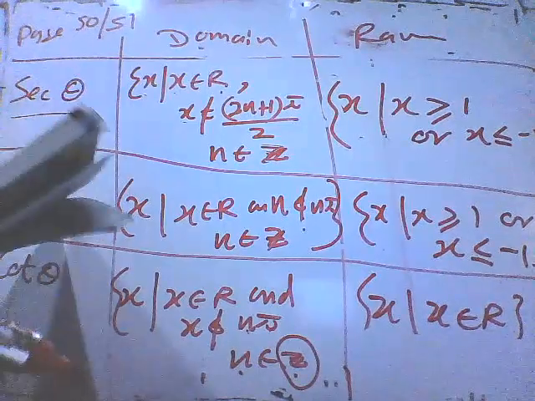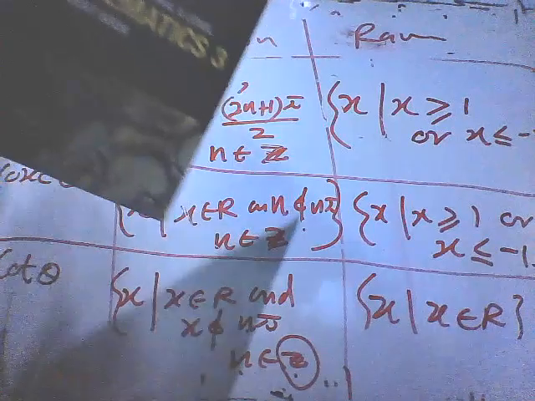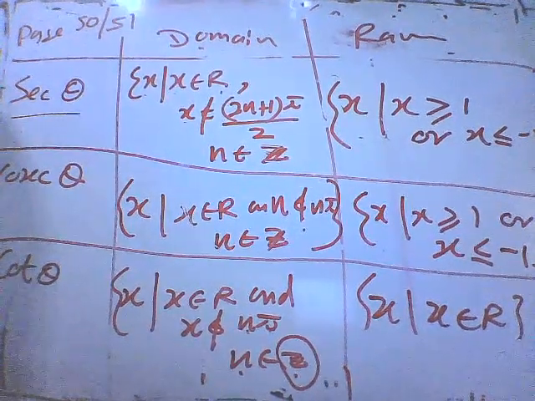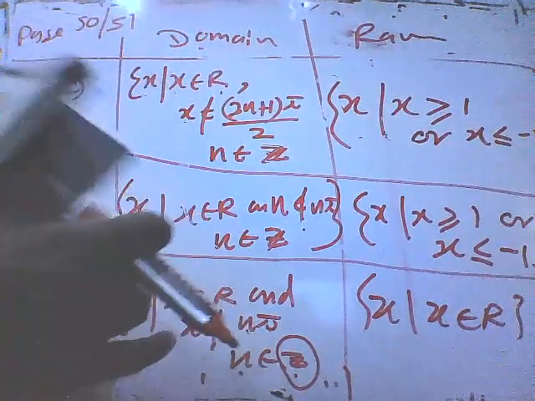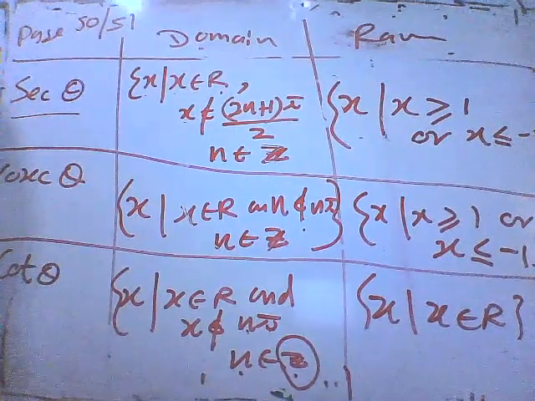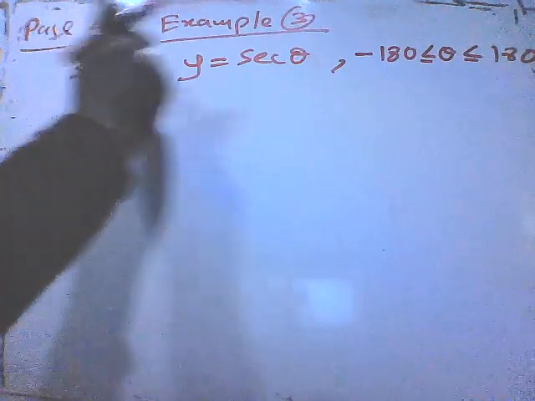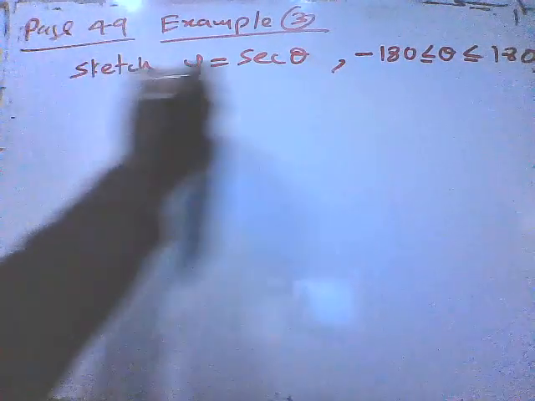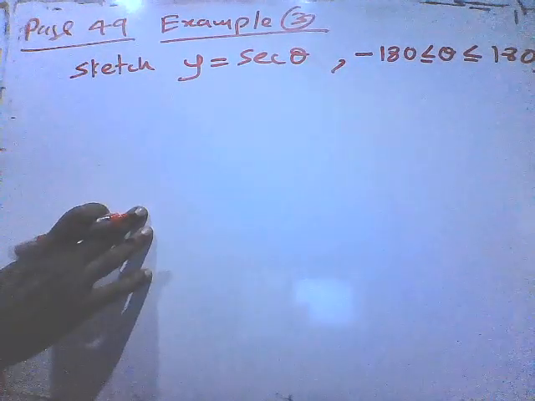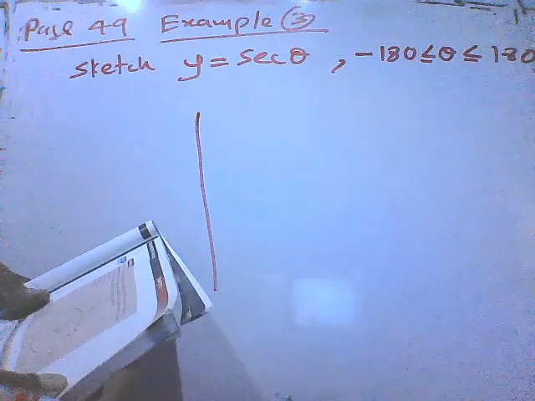Now I will do one of the examples, in page 49, example 3 I will do, and then you can see how to approach questions like this, right? Page 49. They are asking us to sketch sec theta in this range only, right? In this range only. So there's no part, only one, right?